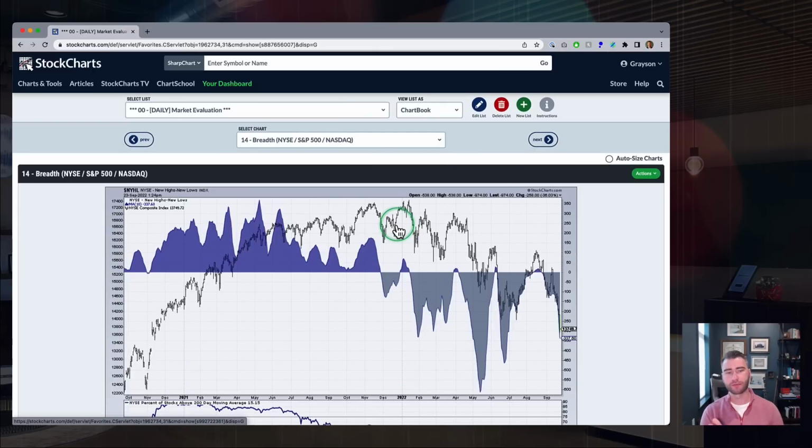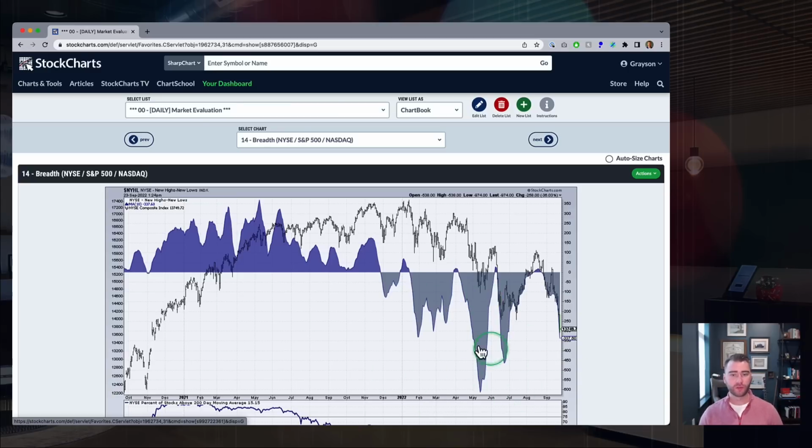Next up, we look at breadth. We've got a rolling 10-day average of new highs minus new lows in the NYSE. This is basically a simple chart to think about. If it's positive, it's good. If it's negative, it's bad. Think about it that way. We look at new highs minus new lows in the NYSE, but then we actually hide that and we do a 10-day moving average with an area chart on it.